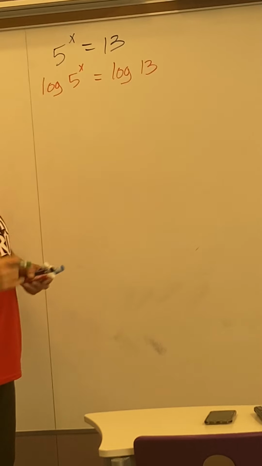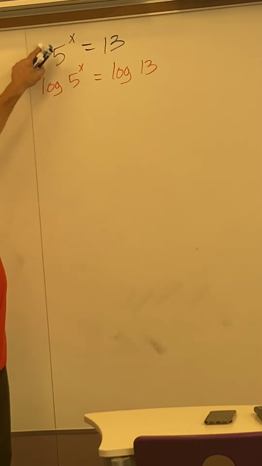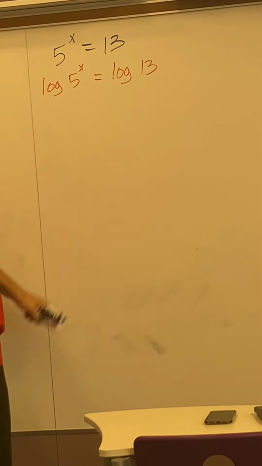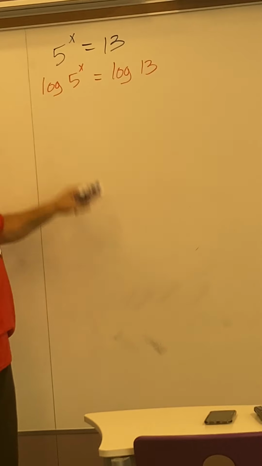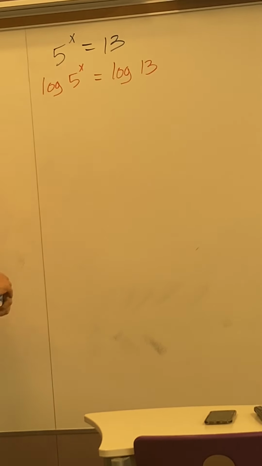Now, why would I do that? I just complicated it more than it was. Look, here it was just a nice little equation, right? And now I've complicated it by taking the log of each side and made it a more complicated equation. Well, the reason I did that is so I could use the third law of logarithms.